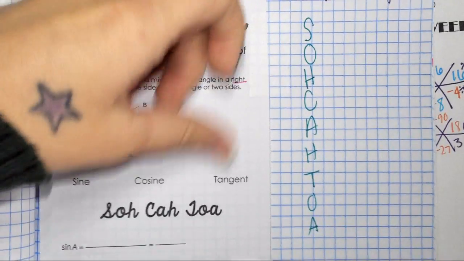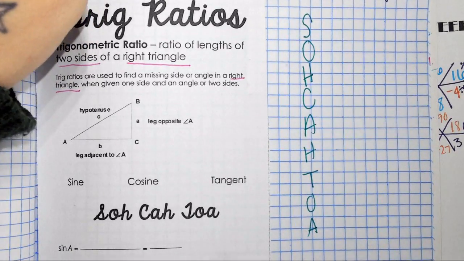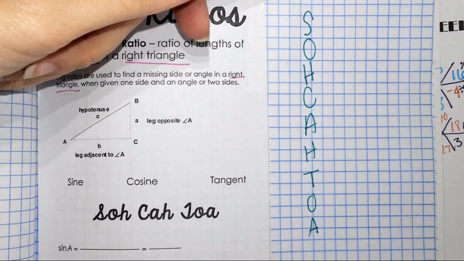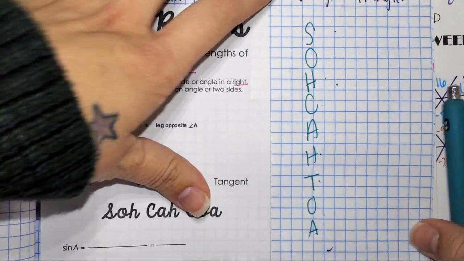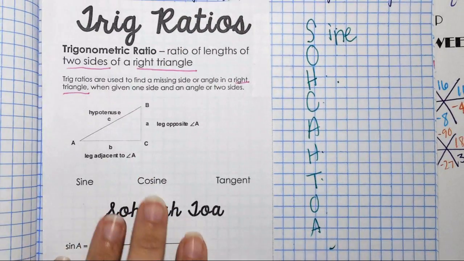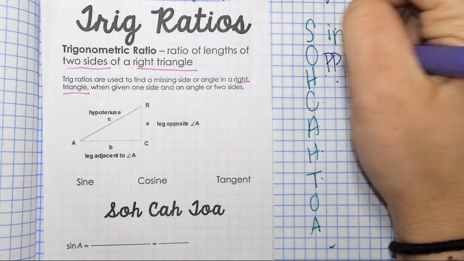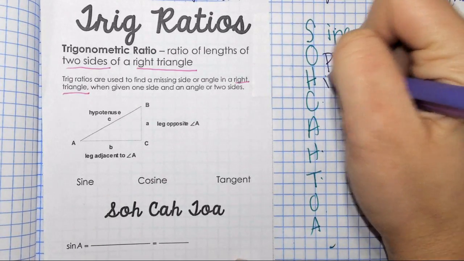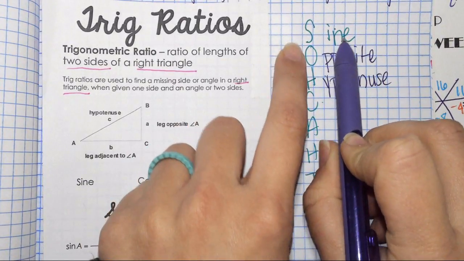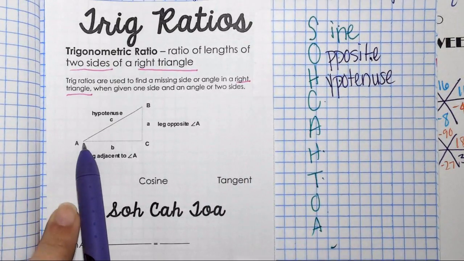SOHCAHTOA. So the S stands for sine, S-I-N-E. And sine, you use when you have an opposite side and a hypotenuse. Now what it means about opposite side is sine deals with angles, so it's opposite of this angle. So if we're looking at angle A.